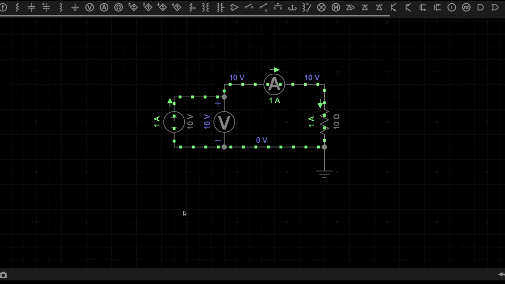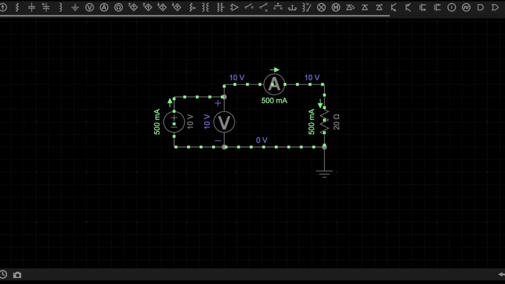Now let's do one thing. Let me increase the load in the circuit. Let's see what happens. So this is 10 ohms currently. Let me make it 20 ohms. Now let's see what happens. Now we have increased the resistance. You can see we are still getting 10 volts at the terminal of this voltage source. Even though we have increased the load, the terminal voltage is remaining the same. However, the current has dropped to 500 milliampere.